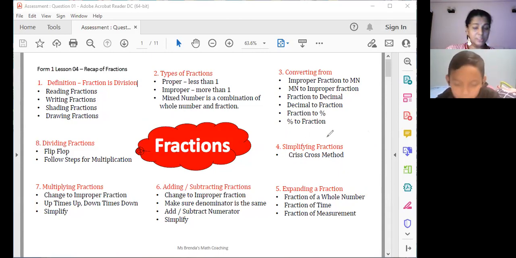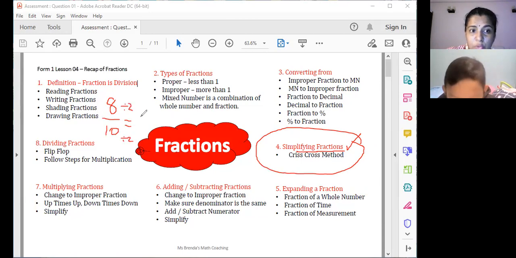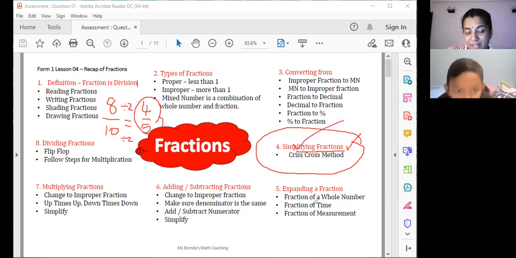Now, the next thing, I'm just doing a quick recap of your fractions. Simplifying fractions, a very, very important skill. What does this mean? For example, I have 8 over 10. I can simplify this by dividing the numerator by 2 and dividing the denominator as well by 2 and having the answer 4 over 5. That means this is the simplest form. That is simplifying fractions.